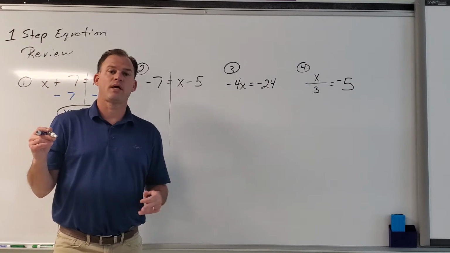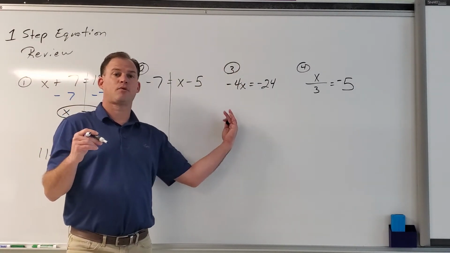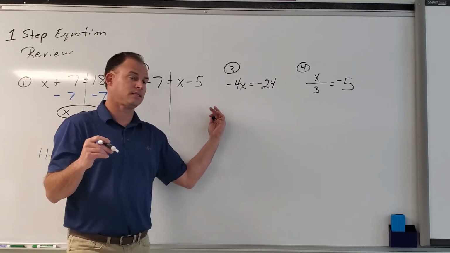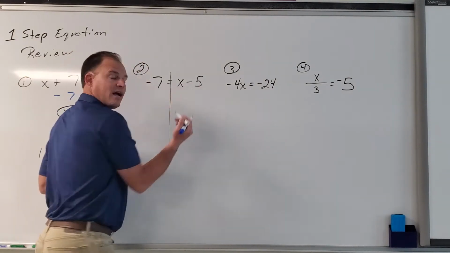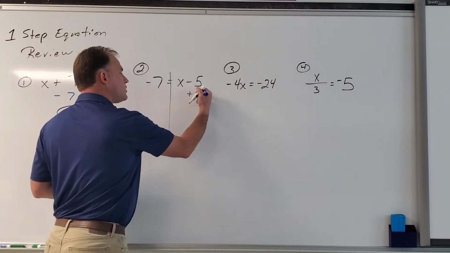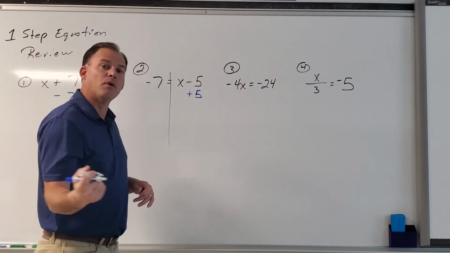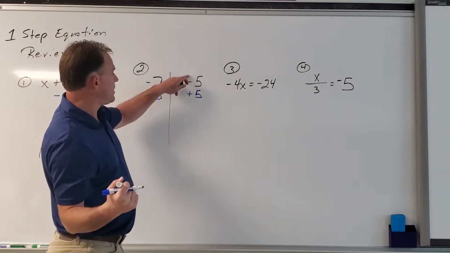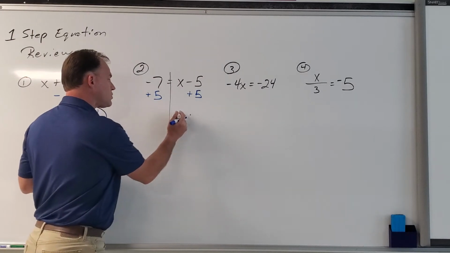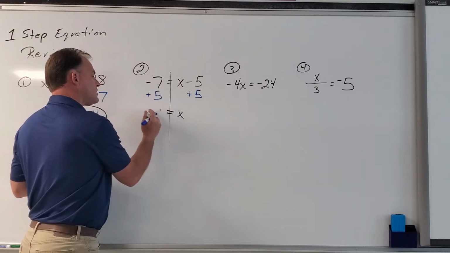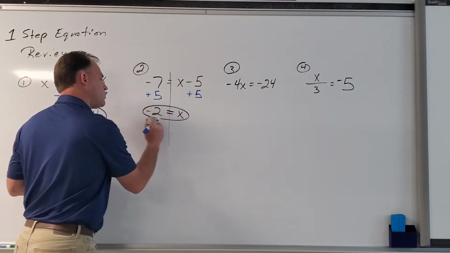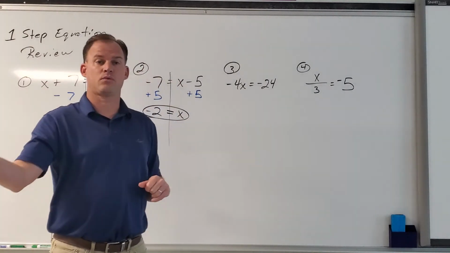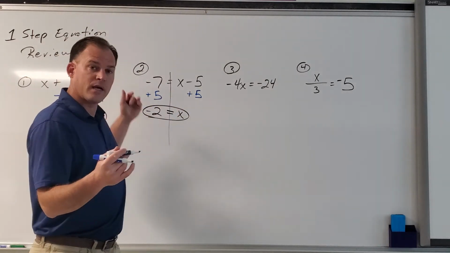Number 2, again, whenever you're solving an equation, you always work from the variable side of the problem. The point of solving an equation is to isolate the variable, get the variable by itself. So I have x minus 5 on this side, so that tells me I'm going to add 5 to both sides of the equation. Add 5 to both sides. Minus 5 plus 5 is 0, so the x is by itself. Negative 7 plus 5 is negative 2. So there's my answer. Do not try to guess your way through these problems. Write them down and work them out.